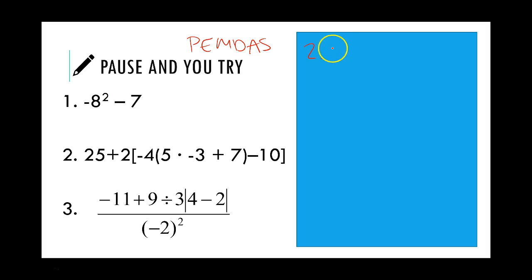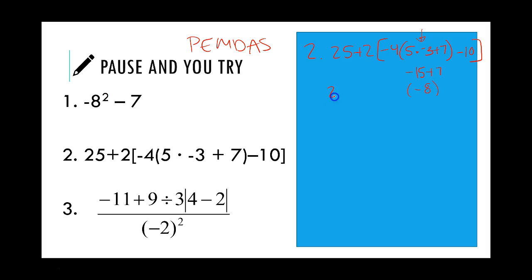2. So I have 25 plus 2, bracket, negative 4, parentheses, 5 times negative 3 plus 7 minus 10, bracket. That's a long one. Okay, so let's start with our innermost parentheses first. So I have 5 times negative 3 plus 7. So that's going to be 5 times negative 3. I do multiplication before the addition. That's negative 15 plus 7, which is going to give me negative 8. So these innermost parentheses come down there.